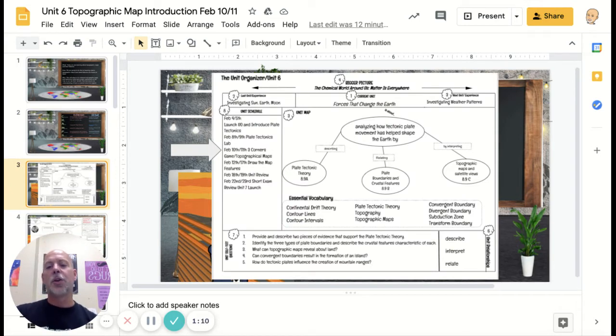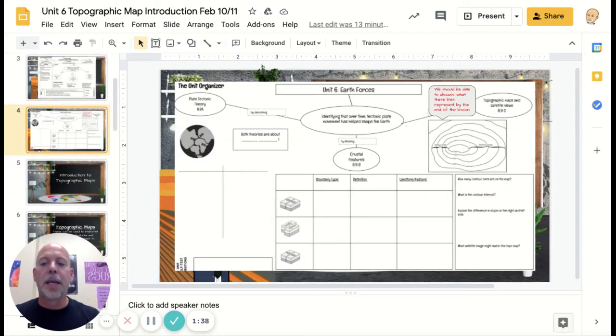Here's the Unit 6 unit organizer again. We're right over here. We're talking about topographic maps. We're going to be discussing a few more of our vocabulary words today. And at least in class, we're going to do a bit of a review on divergent, convergent, and transform plate movements.